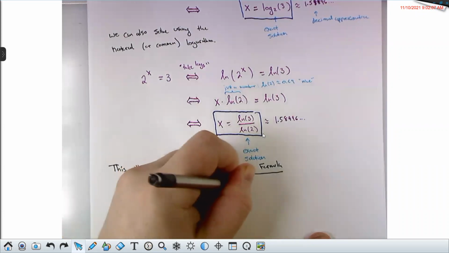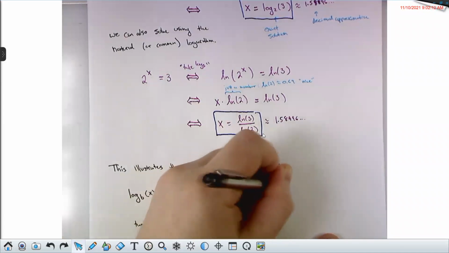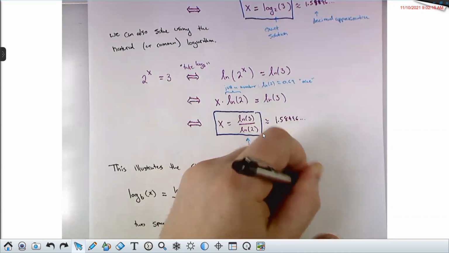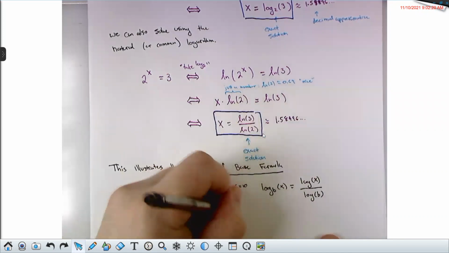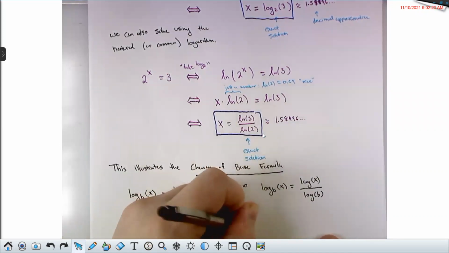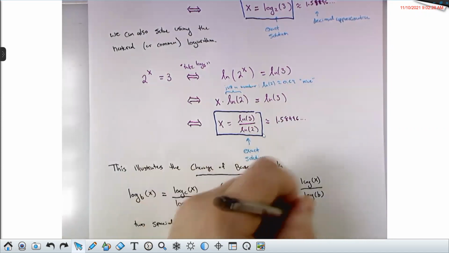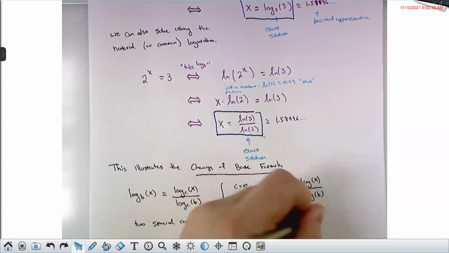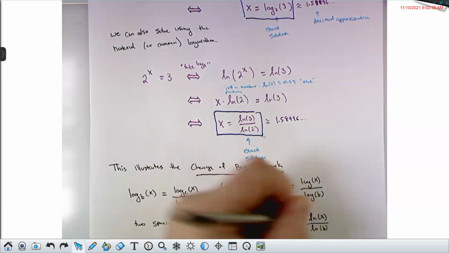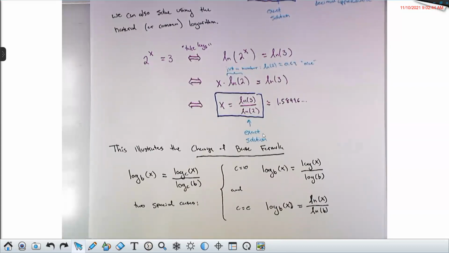If you take c to be 10, then this says that any weird base log of x is the same as the common log of x divided by the common log of the old base. Or if you take c to be e, you can take any weird base log of x and write it as the ln of x divided by the ln of b. And it's that last one that's the way we usually do it.